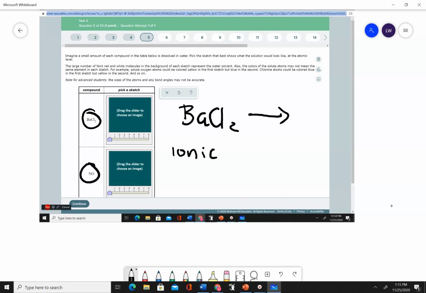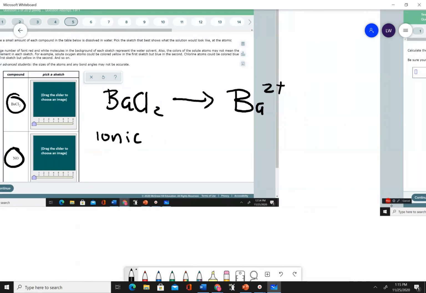And so what that means is it's going to separate into barium ions, and they're going to have a 2+ charge because barium is in group 2A. And then I'm also going to get 2 chloride ions for every 1 barium ion. So what I'm going to end up with is a solution that contains 2 different types of particles. Let's call them colored in circles and open circles. And they're going to be in a ratio of 1:2, right? So that's what I'm looking for.